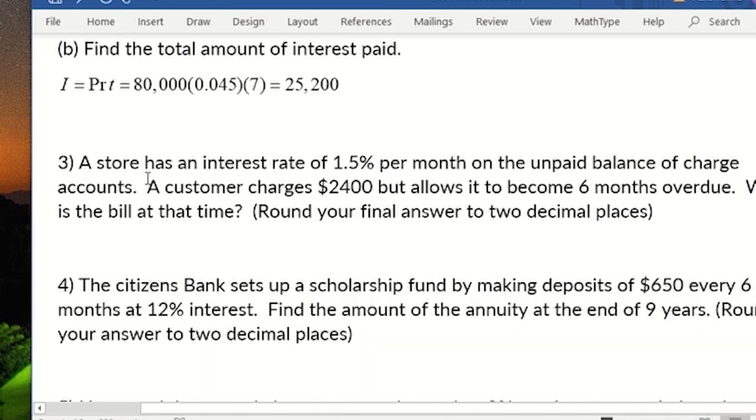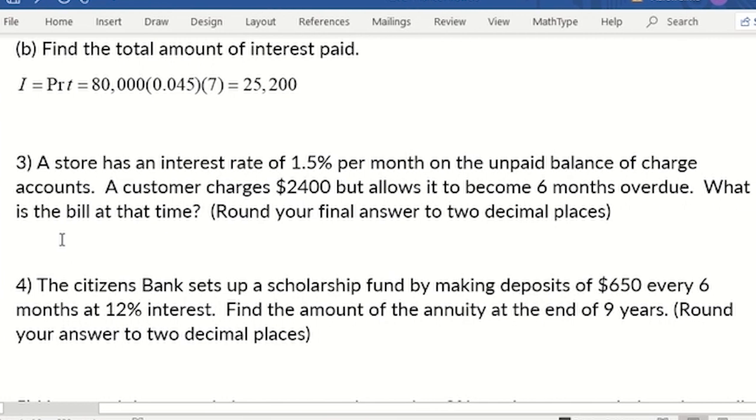Alright, number 3. A store has an interest rate of 1.5% per month on the unpaid balance of charged accounts. A customer charges $2,400 but allows it to become 6 months overdue. What is the bill at that time? Round your final answer to 2 decimal places. So what's going on here? We've got 1.5% per month. How long do we have it? 6 months. So this looks like we're asking, what is the bill?